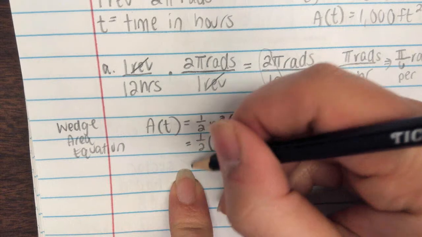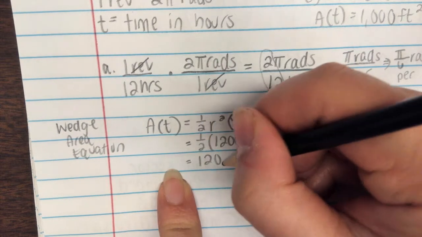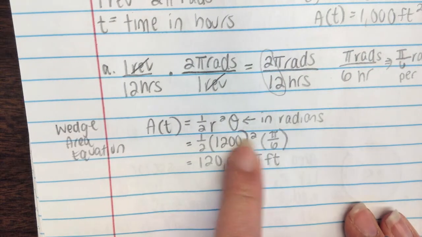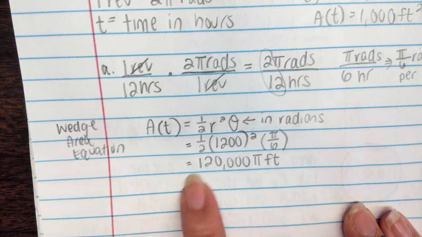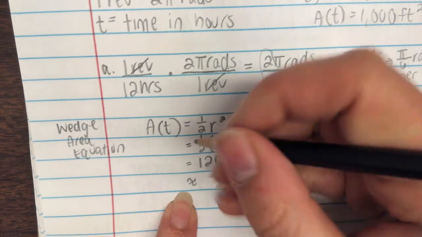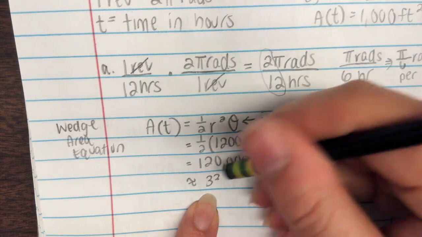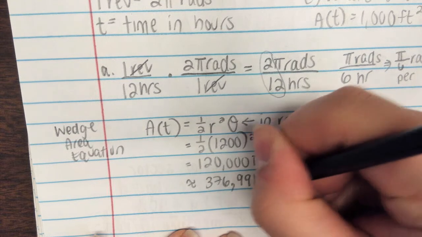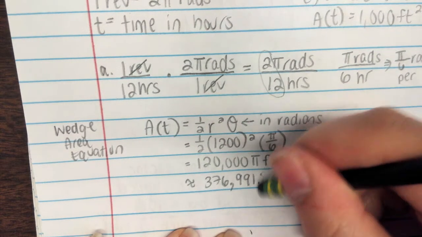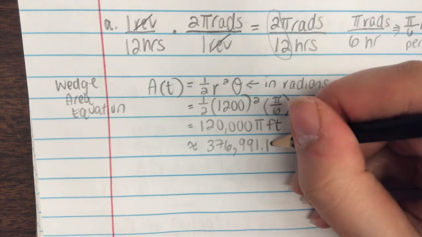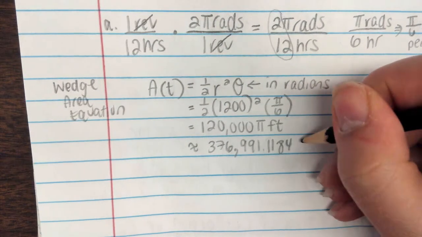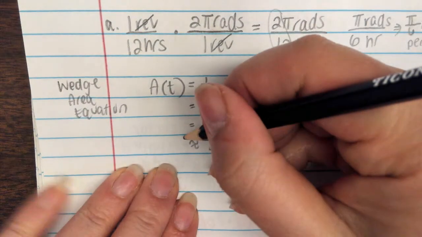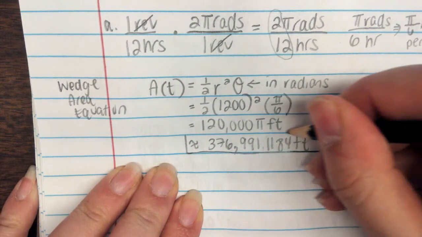And then from there, this is basically 120,000 pi feet, right? Because that's what this squared is, and then divided by 2 and everything. This is what I'm getting here. And that's going to be approximately 376,991.1184 feet squared. Again, why feet squared? Because this radius was in feet, and then you squared, and there it is, okay? So there's our answer for part A.